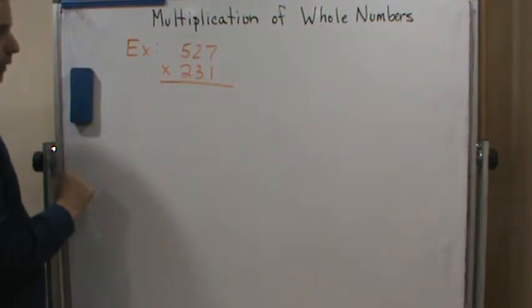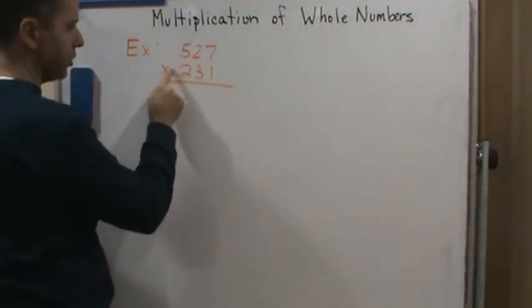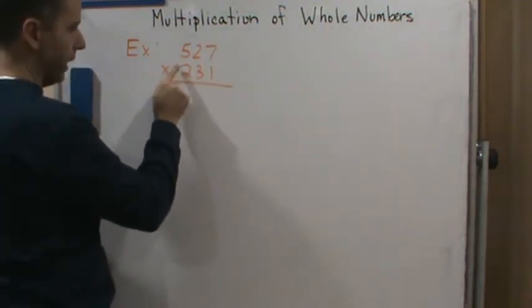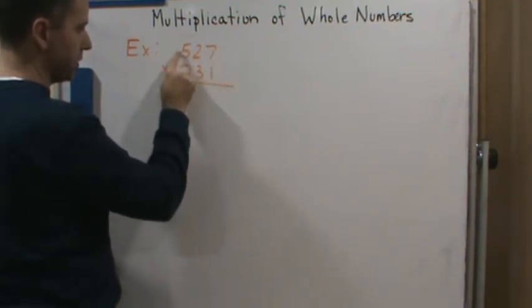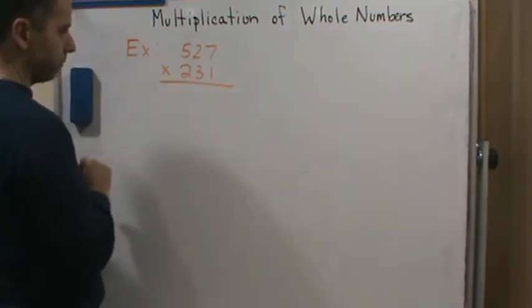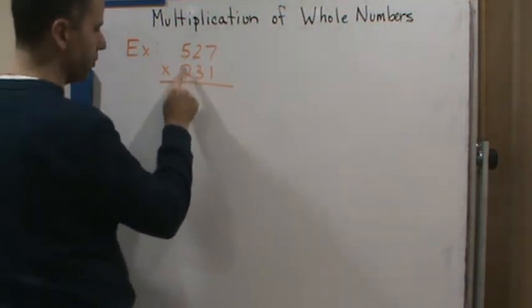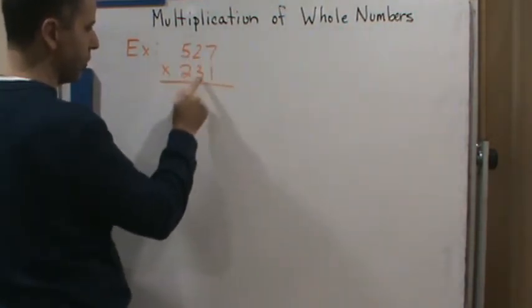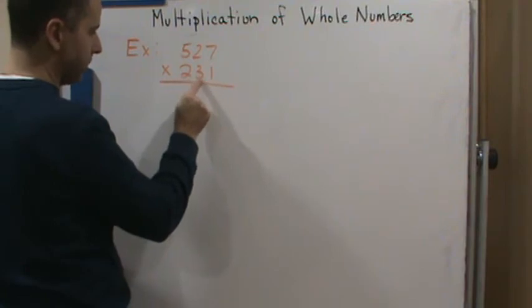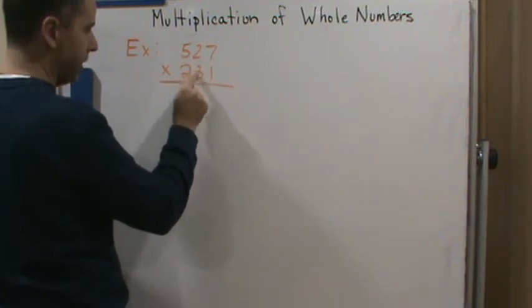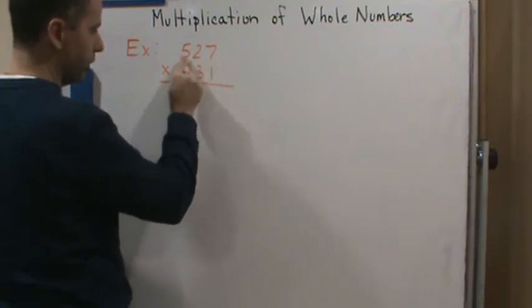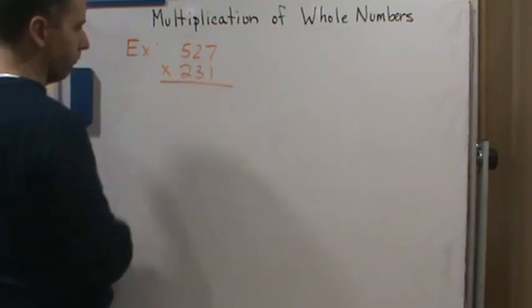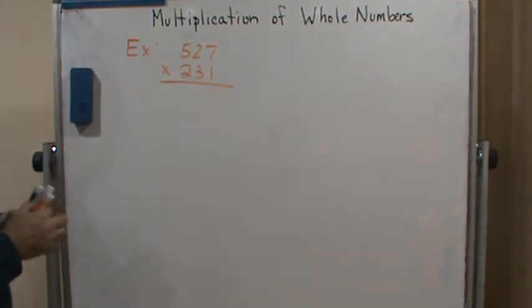I start with the 2 and I cycle through my multiplication with the top number. Once you go through the top numbers, you go to the next bottom number, which is 3, and you multiply all the top numbers by 3, and when you're done with that, you go to 1. Okay, so let me show you how this works.